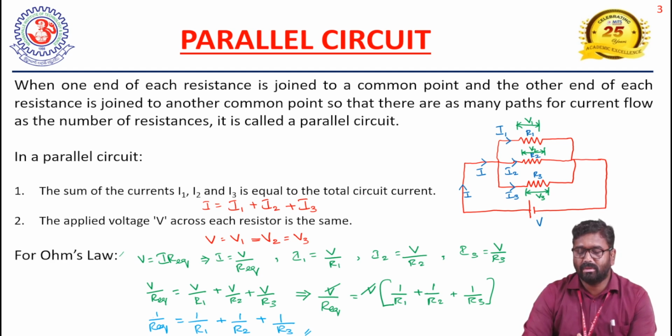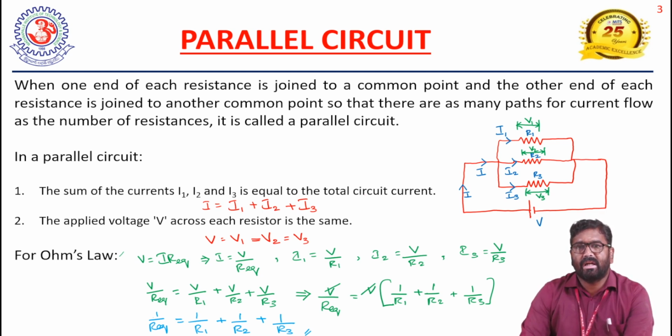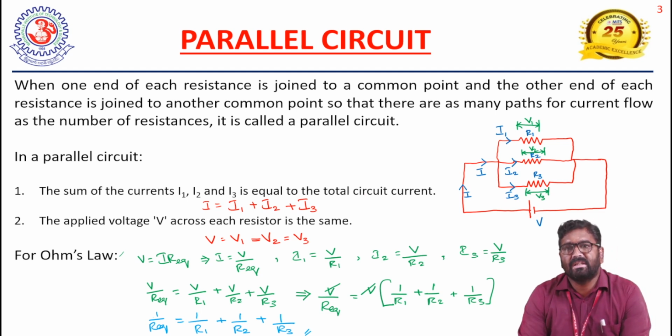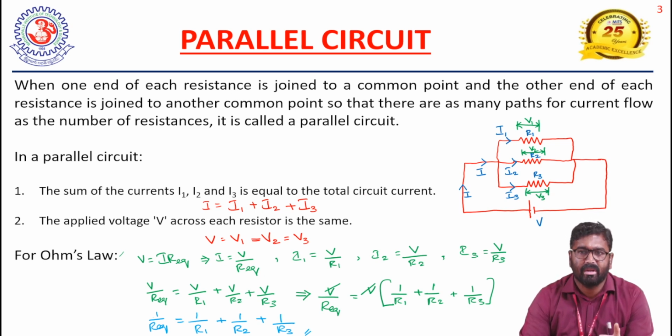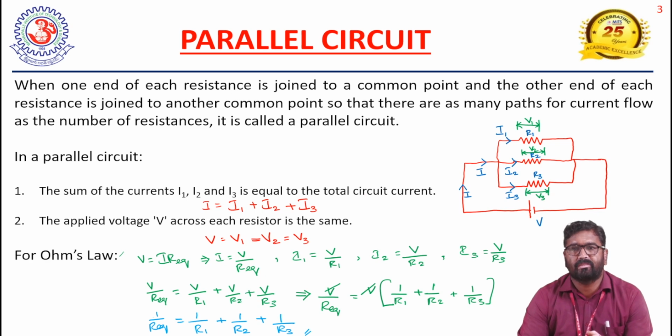Look at this diagram. Here three resistors are connected in parallel with one voltage source. In this parallel circuit, these conditions are very important. The first is the sum of the currents. The current which goes in each path, I1, I2 and I3, sums to the total circuit current. So we can say that I is equal to I1 plus I2 plus I3.